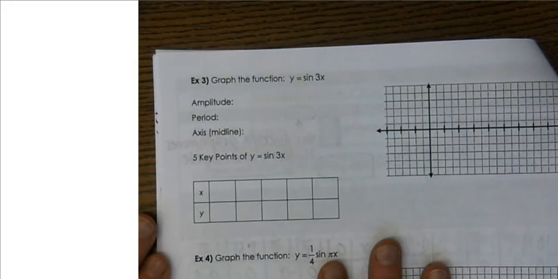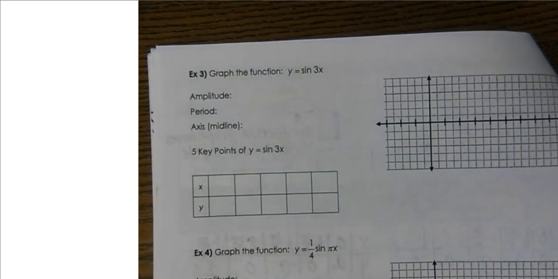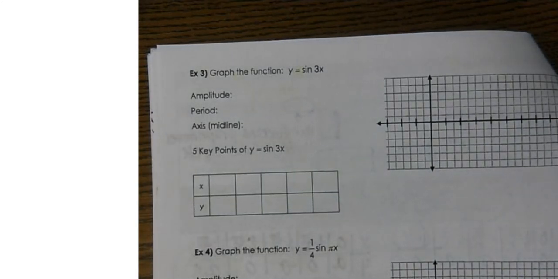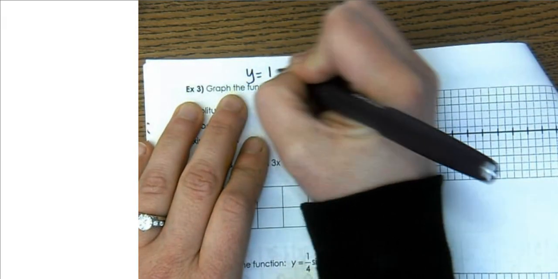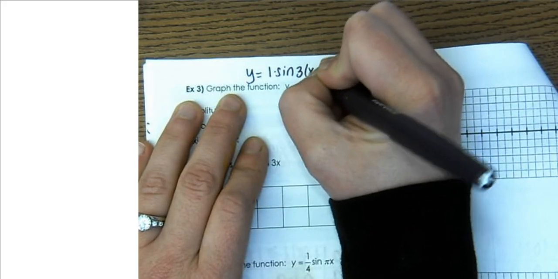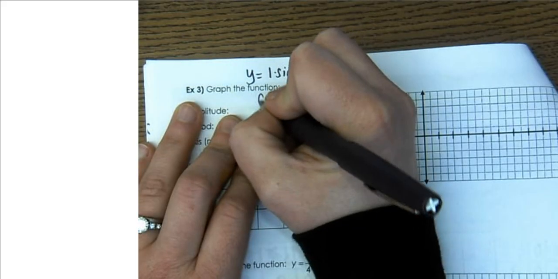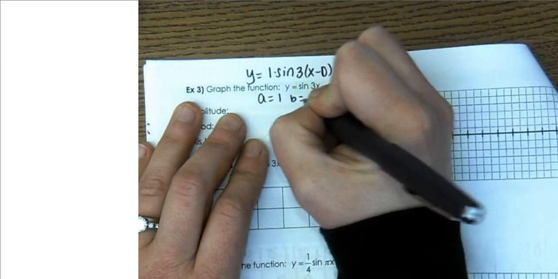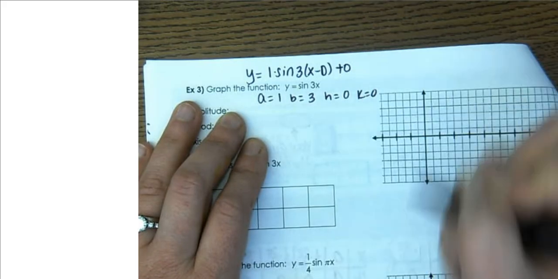We have y is equal to the sine of 3x. So sometimes it's helpful to rewrite this as y is equal to 1 times the sine of 3 times x minus 0 plus 0. So our a value is 1, our b value is 3, our h value is 0, our k value is 0.